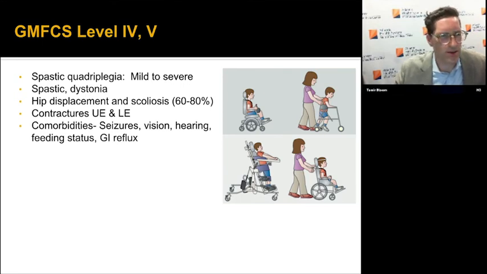And the level 4s and 5s, I'll finish off by talking about this group of patients. These usually have mild to severe spastic quadriplegia, very high incidence of hip displacement and scoliosis, as we mentioned, and a significant amount of contractures to both upper and lower extremities that can affect the ability to sit comfortably in a wheelchair or in a supported mobility device. They have a high rate of comorbidities, which we have to consider both preoperatively, perioperatively, and postoperatively.